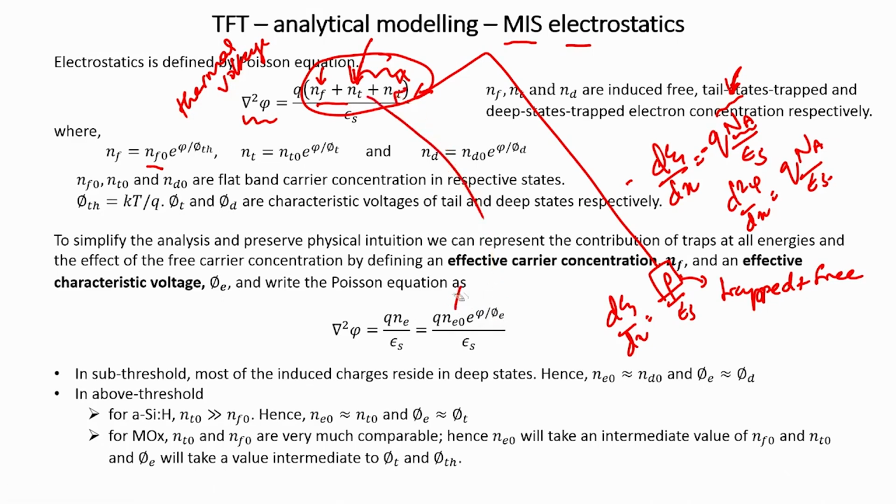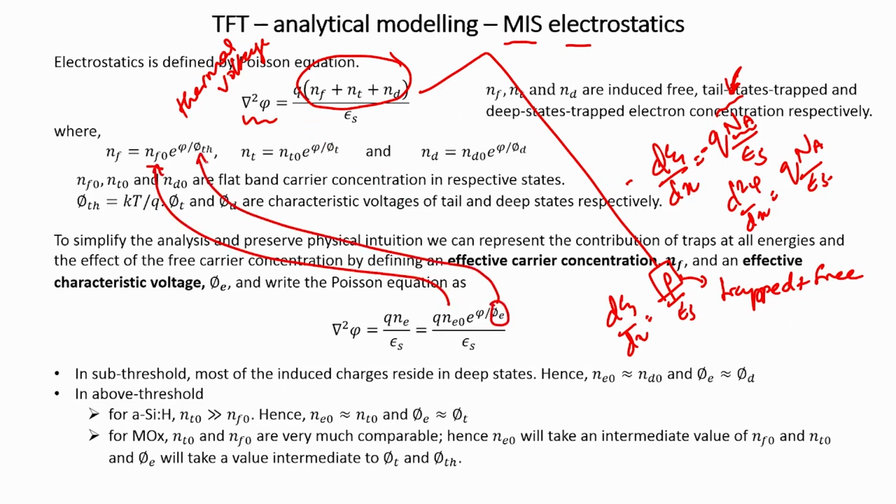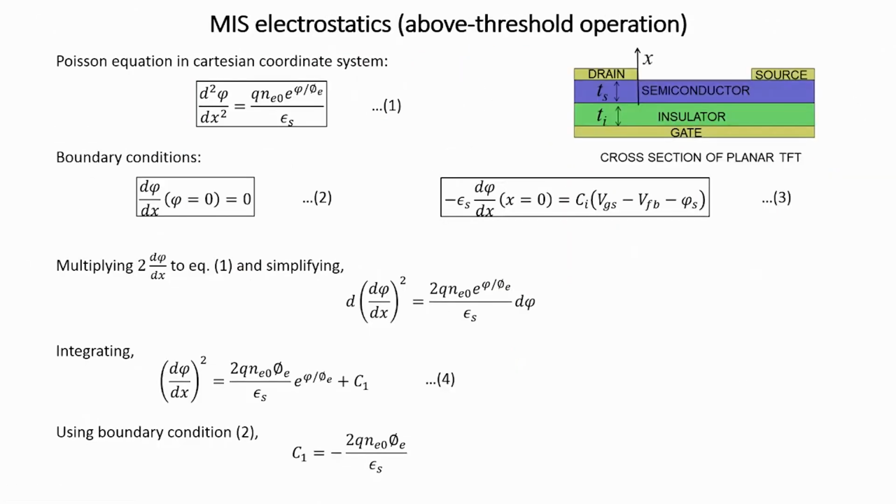On the other hand, if this term here has mostly free carriers, then NFO will tend towards this particular concentration, that is the concentration of NFO, and this term here will tend towards phi th. Okay, so that is the implication of having this exponential. Now, all that is left is for us to solve this particular exponential, and here are the details of the solution.